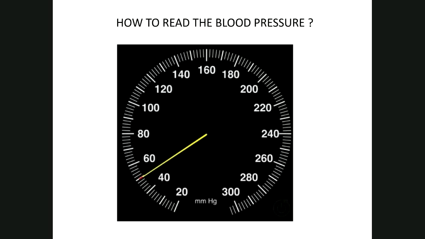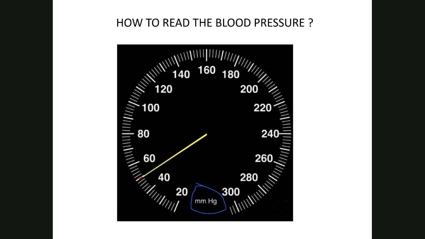It should be even numbers because each small line indicates 2 millimeters of mercury. So you will never get an odd number, and every recording of the blood pressure should be indicated in millimeters of mercury. This is important. No recording should be reported without writing the units. If you don't write the units, it doesn't have any value.